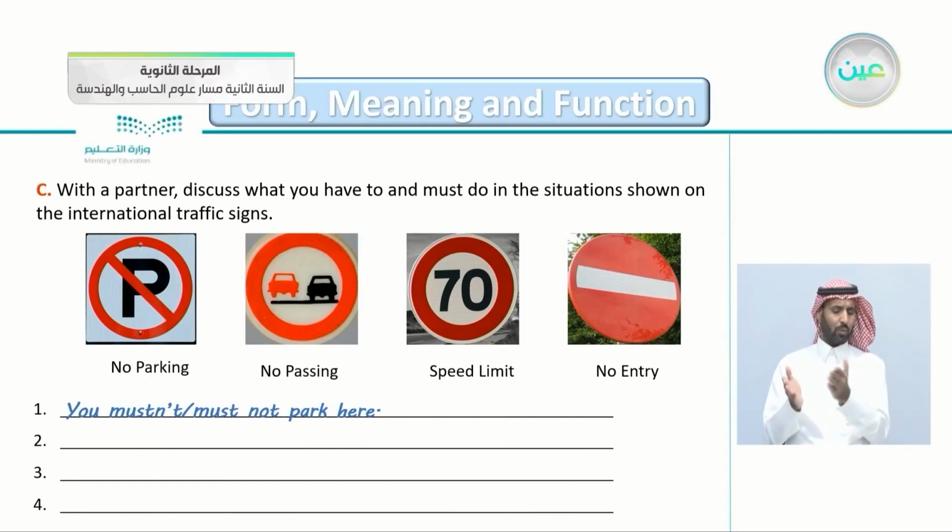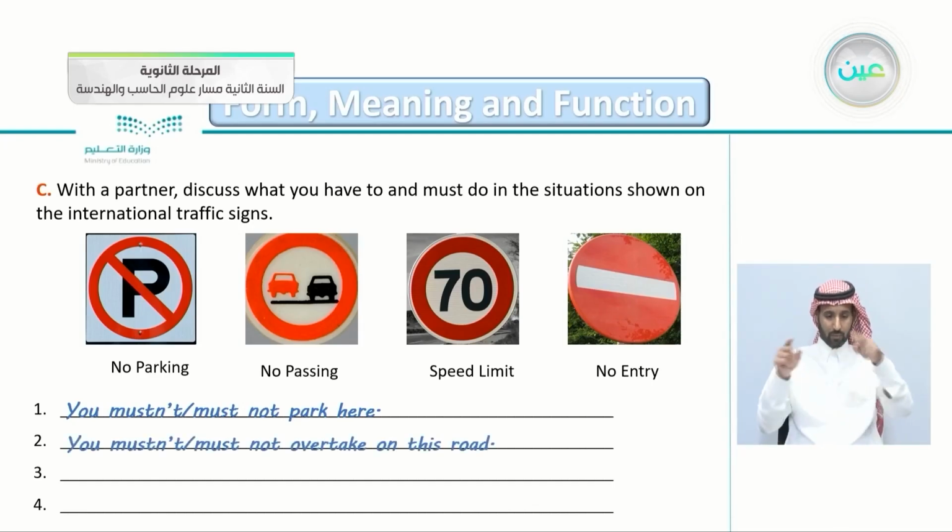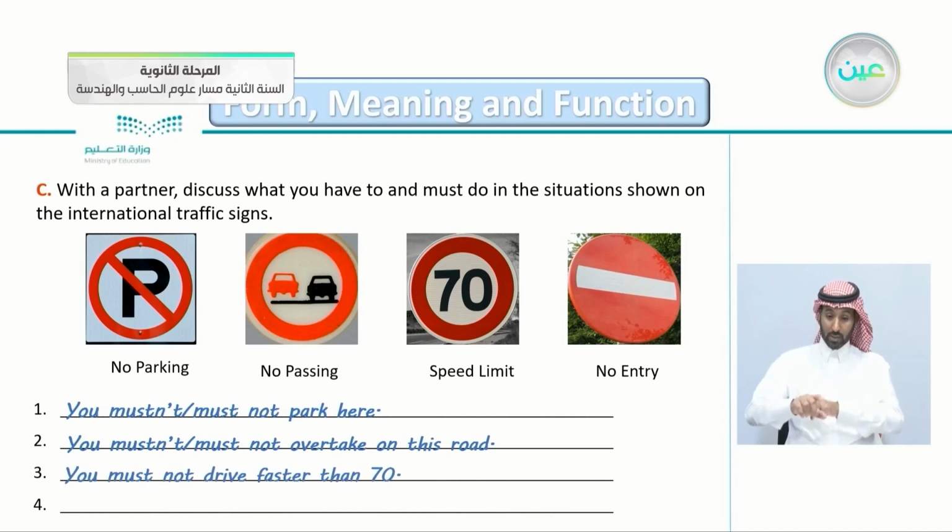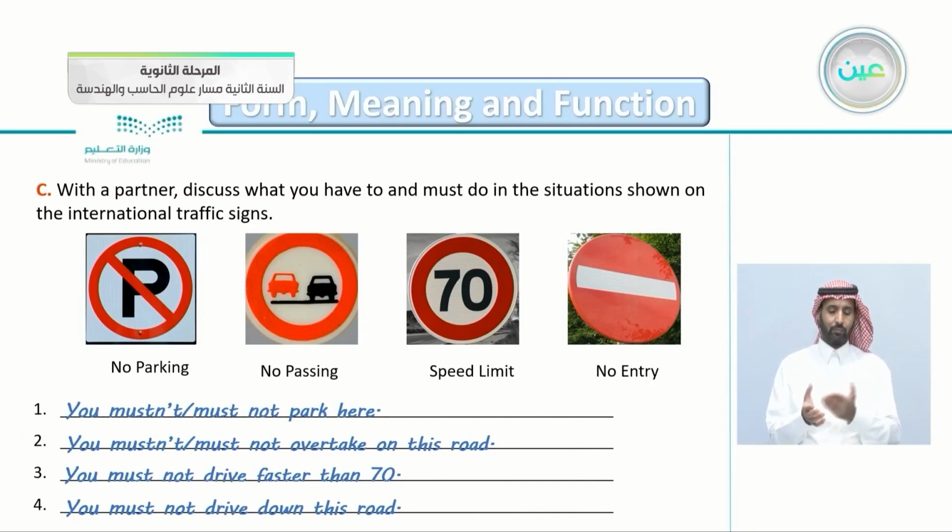What about number two with the no passing sign? Let's see the answers here together. You say you mustn't or must not overtake on this road. What about the speed limit? The speed limit sign. Yes, you can say you mustn't drive faster than 70. You mustn't or must not drive faster than 70. And the last one, what can you say? Excellent. You mustn't or must not drive down this road. It's forbidden to enter, as it says here, no entry. You mustn't drive down this road.